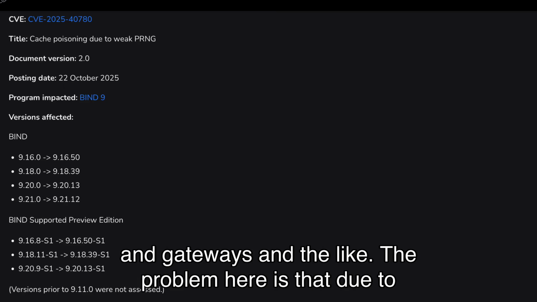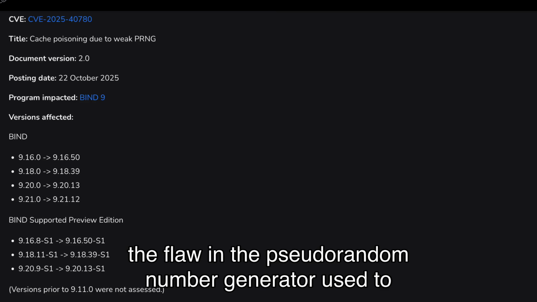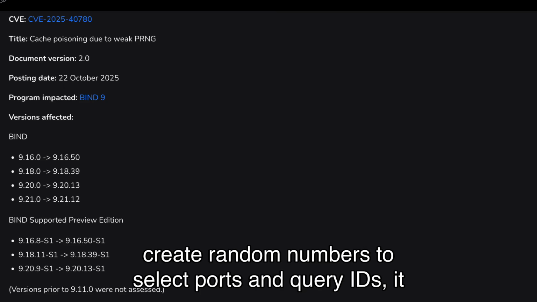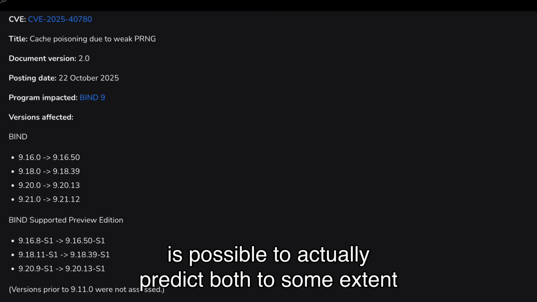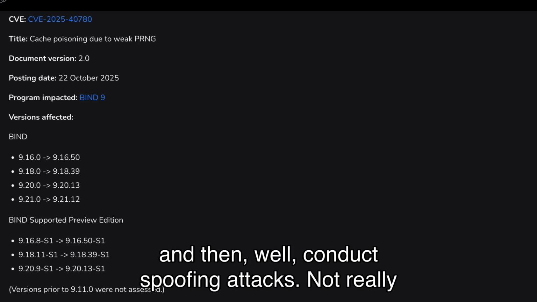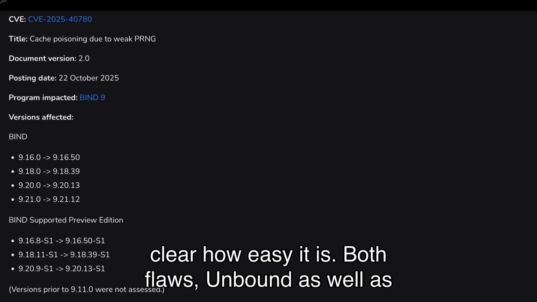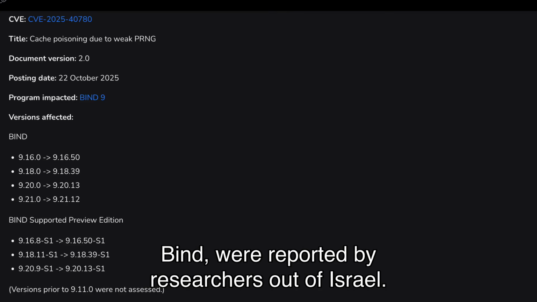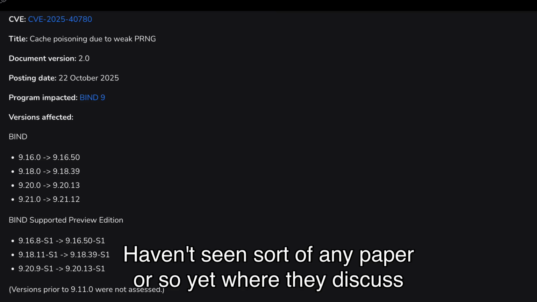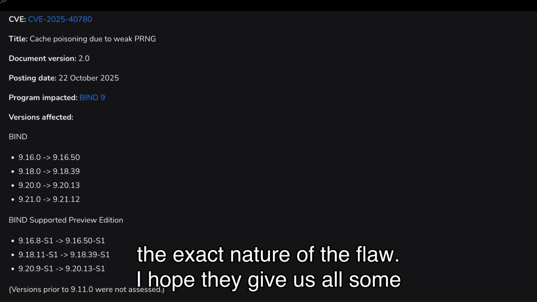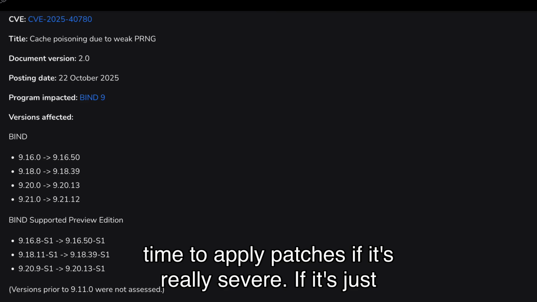The problem here is that due to the flaw in the pseudo-random number generator used to create random numbers to select ports and query IDs, it is possible to predict both to some extent and then conduct spoofing attacks. Not really clear how easy it is. Both flaws, Unbound as well as Bind, were reported by researchers out of Israel. Haven't seen any paper yet where they discuss the exact nature of the flaw. I hope they give us all some time to apply patches if it's really severe.